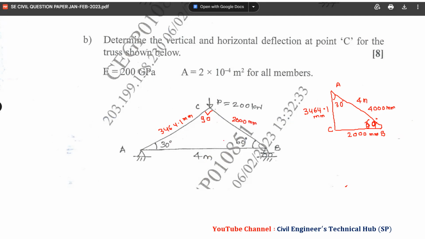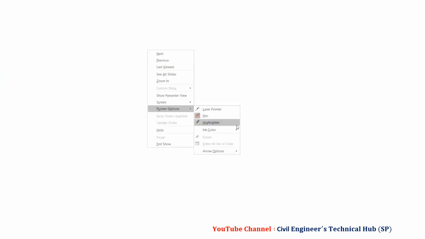And now we do not have any zero force member, because at A we have a reaction, at B we have a concentrated load and reaction, and at C also we have a concentrated load. So now we have to see a joint with a maximum of two unknowns. We have joint C where we have only two unknowns. So we will go to joint C, and I will draw this joint C.